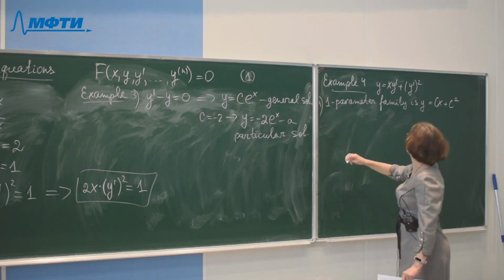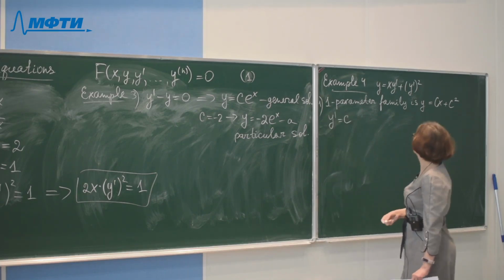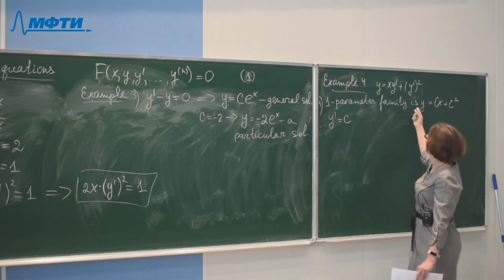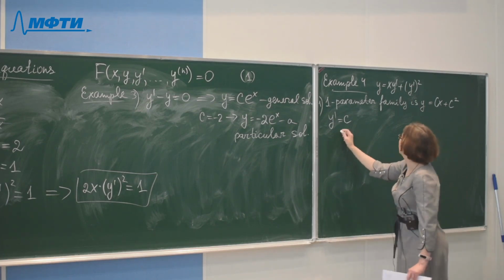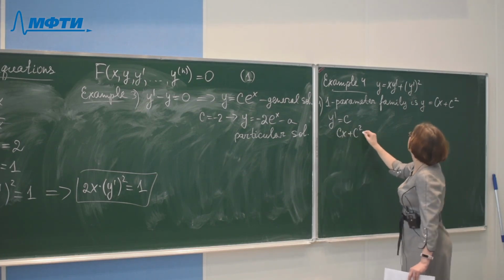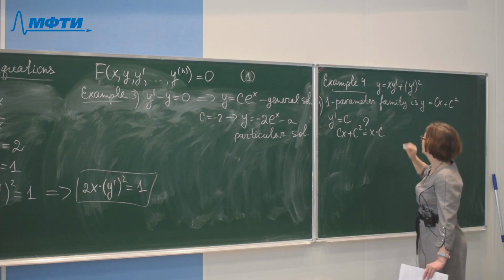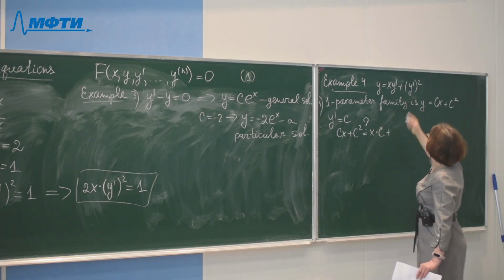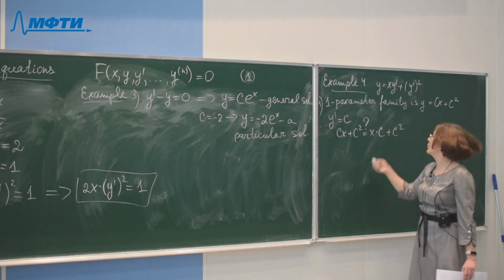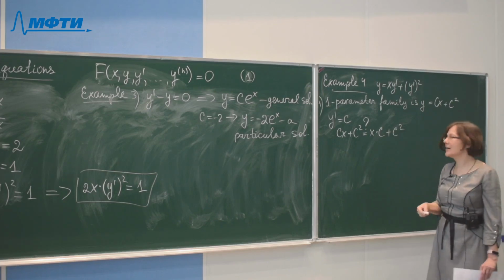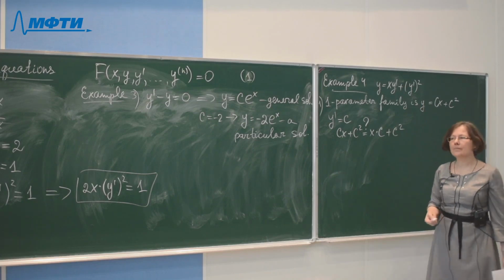This is the first statement. To check this, we should find the derivative. It is equal to c, and we substitute both y and its derivative into the original equation. We will get c x plus c squared equals, and we should check this, x times c plus c squared. So it is an identity in x, so this is a solution. This is a one-parameter family of solutions, and this is a first order differential equation.